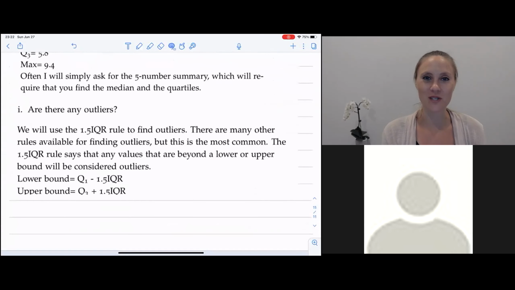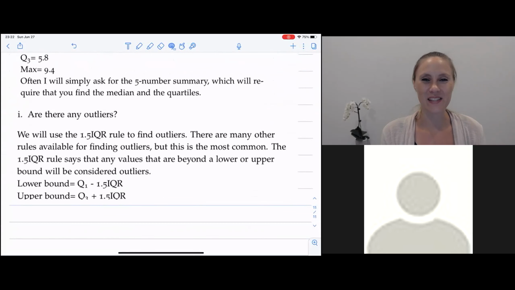That's what's been agreed upon, and that's the most commonly used method. You could use 2. I think 1.7 is a thing, but just generally 1.5 is accepted. There are other methods out there, of course. People have to get their PhDs somehow, right? Oh, I've got this new method of finding outliers. Anyways, 1.5, that's what we're going to use.